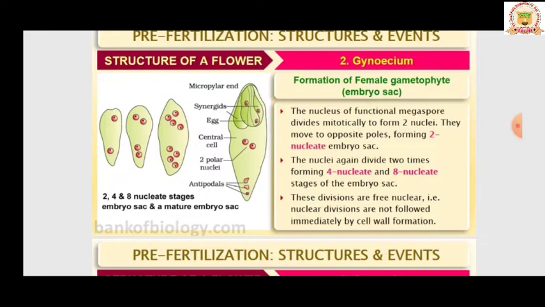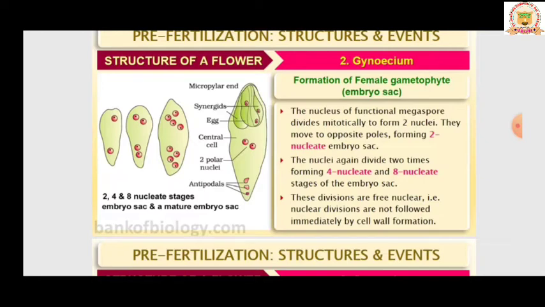The nuclei again divide 2 times, forming the 4 nucleate stage followed by the 8 nucleate stage of the embryo sac. These divisions are free nuclear, that is, the nuclear divisions are not followed immediately by cell wall formation. You can see it is a division of the nucleus that is not followed by the formation of a cell wall. There is no cell wall formed around the nucleus. Only the division of the nucleus is carried out.